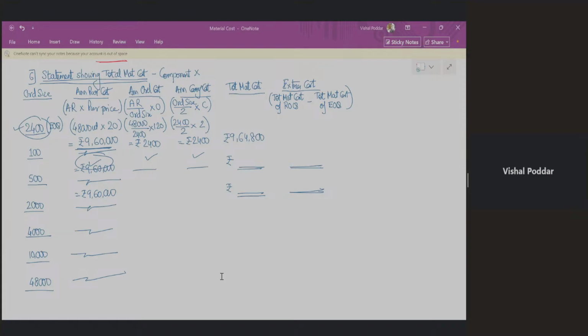Start posting your answer, students. Write 100, that is the order size, and the total cost. Write 500 and the total cost. Write 2000 and the total cost. Do it this way.